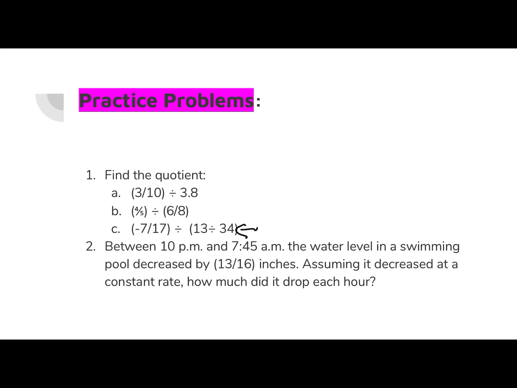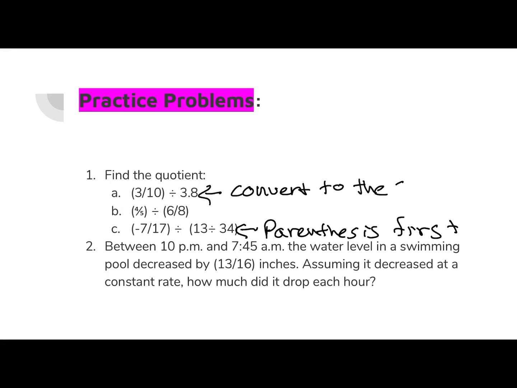On that last one, we want to remember PEMDAS, and we want to do what's in parentheses first. And then also on A here, since we have a fraction and a decimal, we're going to want to convert to the same. So either we're going to want to have 2 fractions or we're going to want to have 2 decimals.